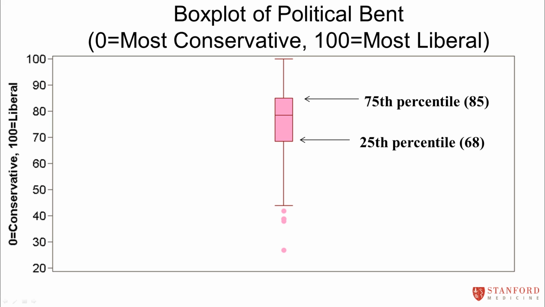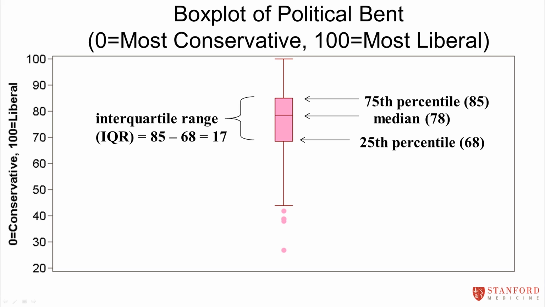So that means the middle 50% of my students ranged between a value of 68 to 85. So that's very much in the liberal Democratic range. The median occurred at 78, so half of my students rated themselves higher than a 78, half rated themselves lower than a 78. The interquartile range is just the distance from the 25th to the 75th percentile, so that's 85 minus 68, or a value of 17.